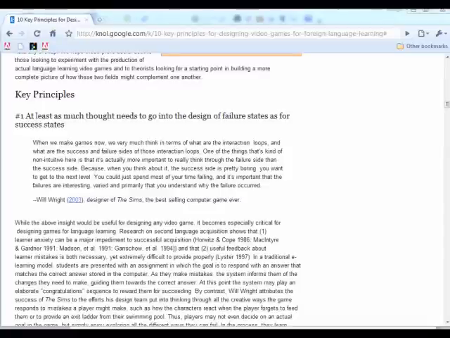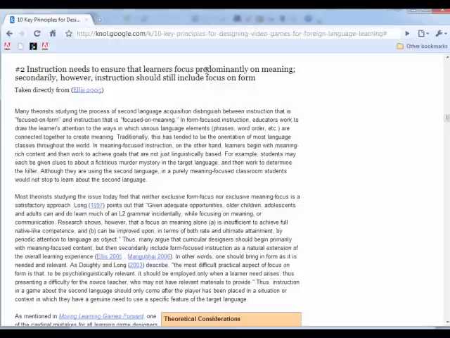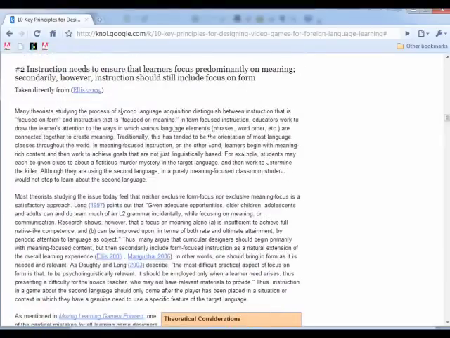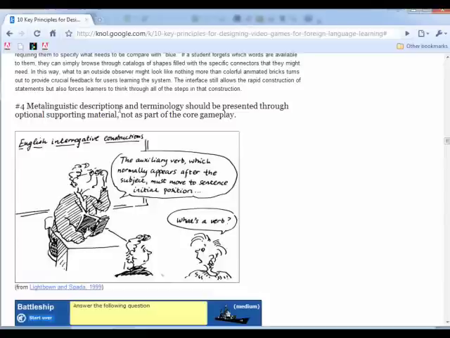So just jumping back to the theory for a second, there are two other principles that I wanted to highlight and think through about what we had just seen. The first new principle is here in number two. It says that instruction needs to ensure that learners focus predominantly on meaning. Secondarily, however, instruction should still include focus on form. For the non-theorists out there, we'll break that down in a little bit, but just also skipping ahead to number four. It says, metalinguistic descriptions and terminology should be presented through optional supporting material, not as part of the core gameplay. So let's step through both of these and what they really mean.